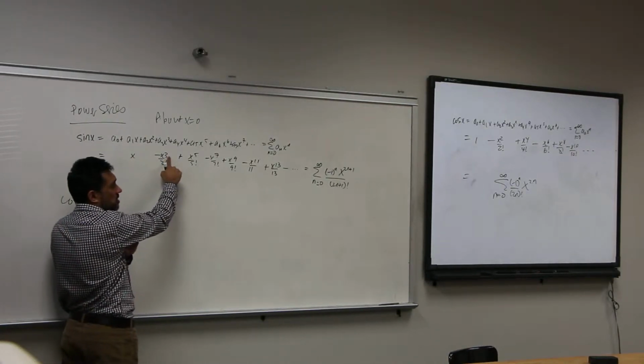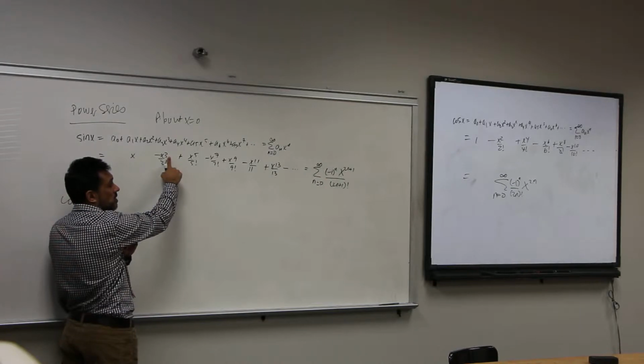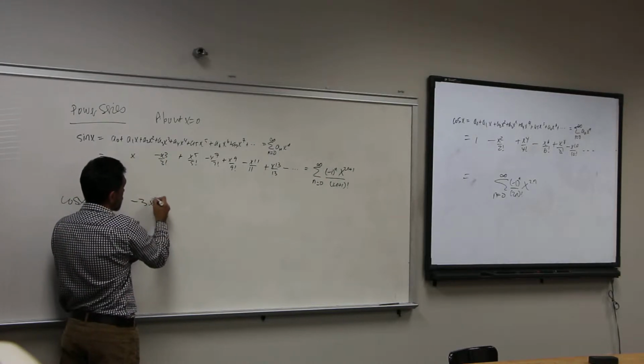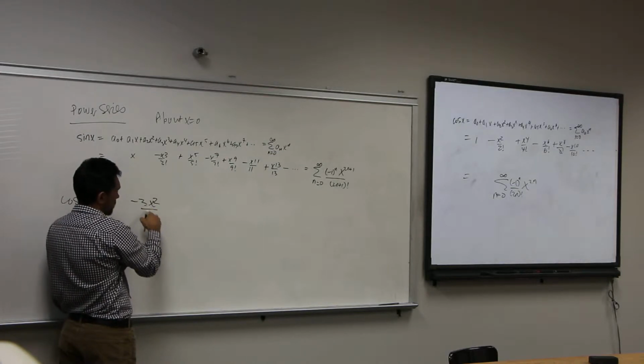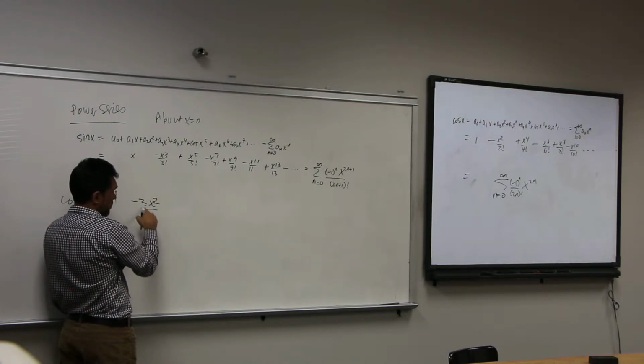If I differentiate x cubed over 3 factorial, I get 3x squared over 3 factorial. What's going to happen with the 3? I'm going to be left with 1 over 2 factorial.